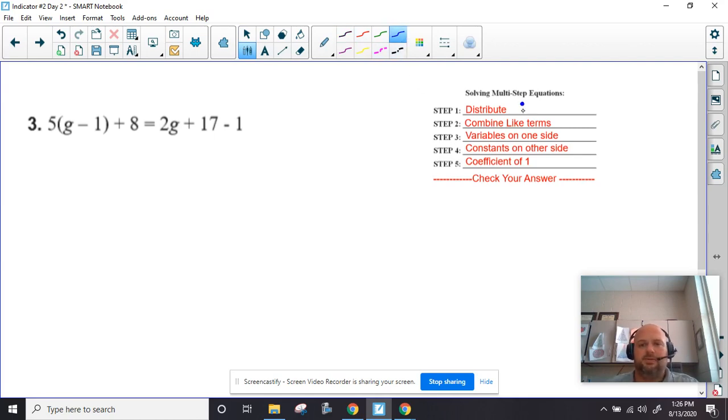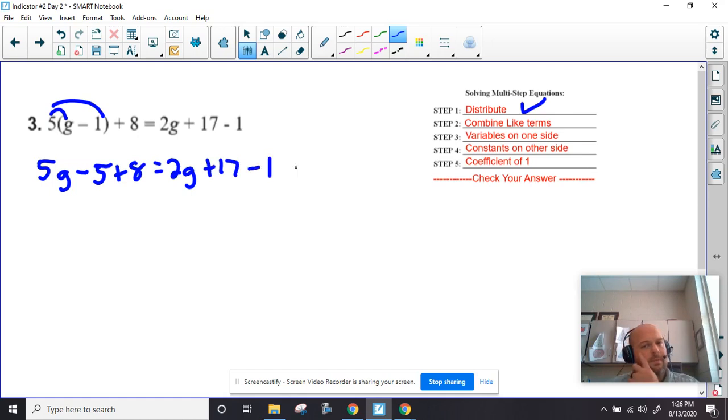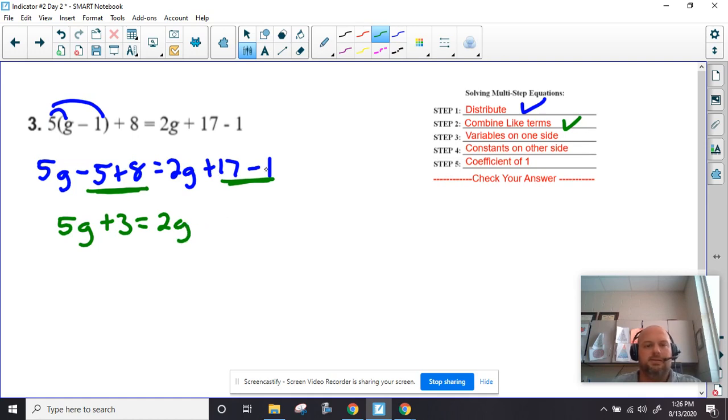All right. We are going to have to distribute first. So we're going to have 5g minus 5 plus 8 equals 2g plus 17 minus 1. Now, we need to combine like terms on each side again. So right here's our like terms. So 5g just kind of hangs out. Negative 5 plus 8 is a positive 3. All right, over here, our constants are our like terms, so 2g, it just kind of chills. 17 minus 1, 16.